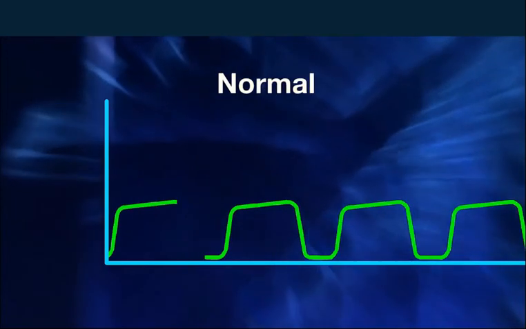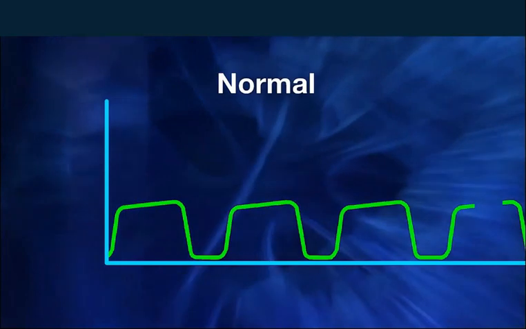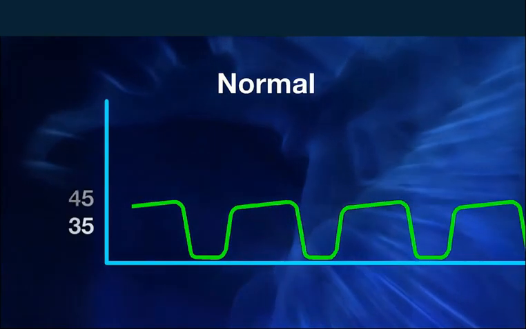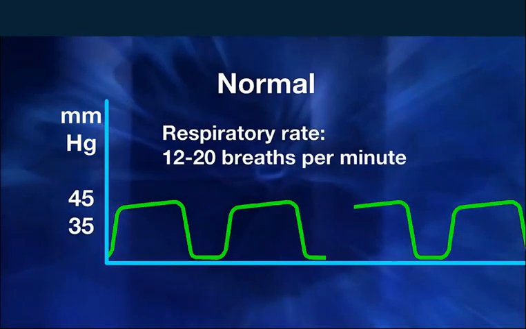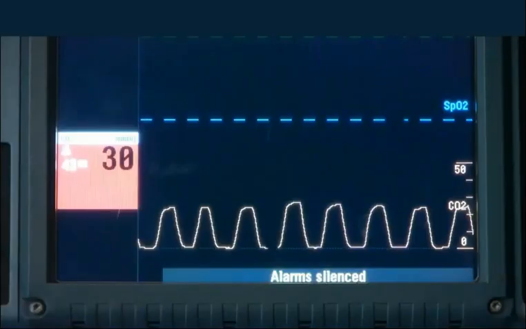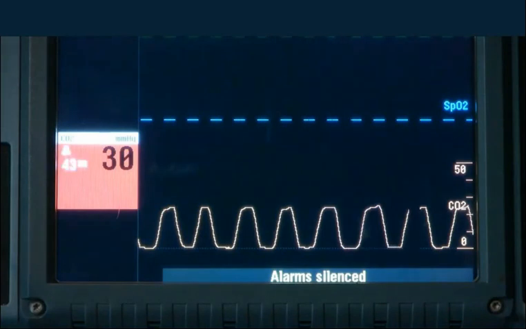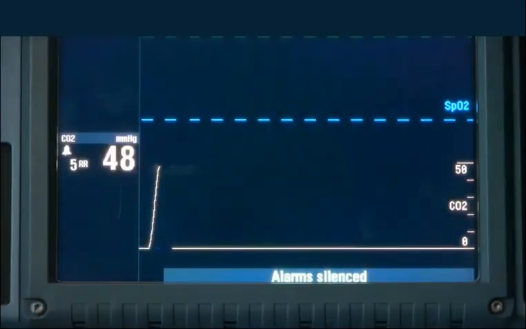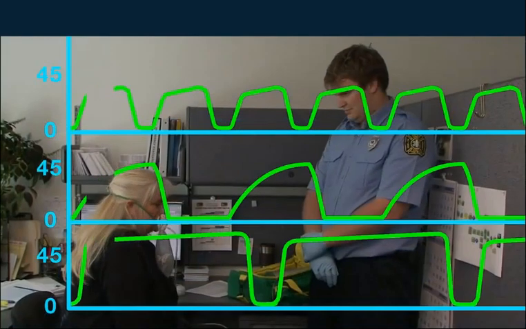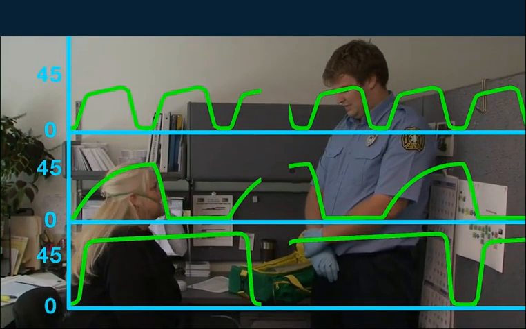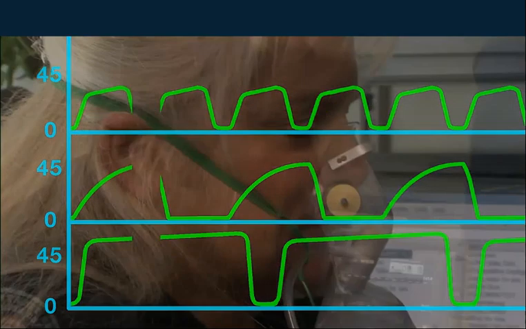The normal waveform should be square or box-like in appearance. The normal range of CO2 in exhaled air is 35 to 45 millimeters of mercury. The respiratory rate would be within normal limits. Abnormal waveforms will display a gradual increase in end-tidal carbon dioxide, which appears as the rising peak at phase 3 of each wave. These abnormal waveforms are associated with rising body temperature, hypoventilation, and increased metabolism.